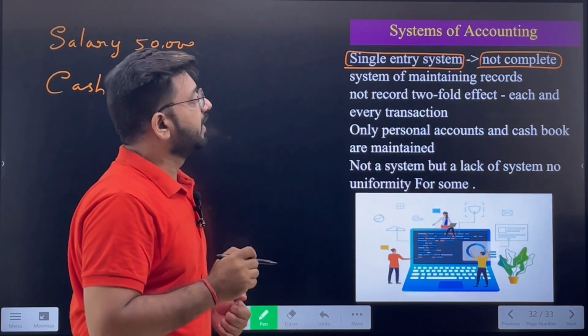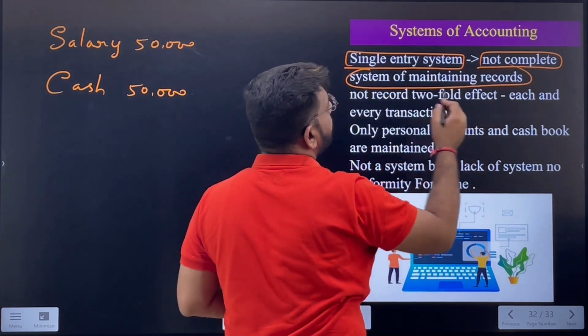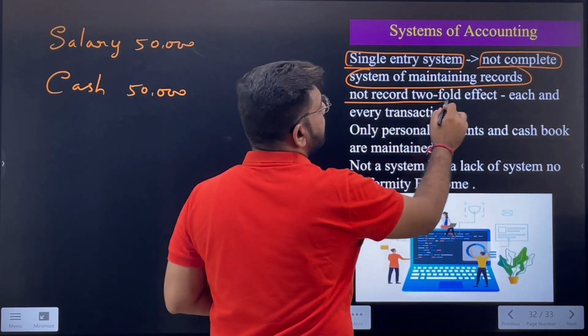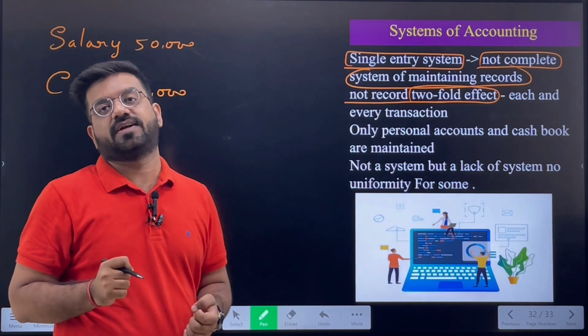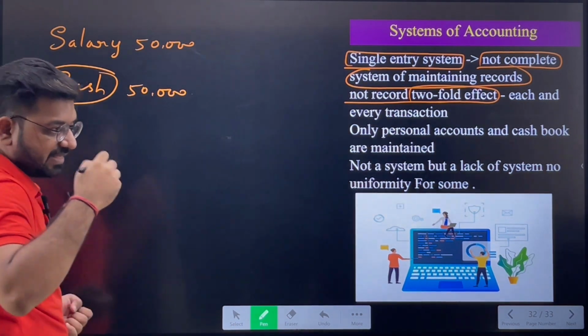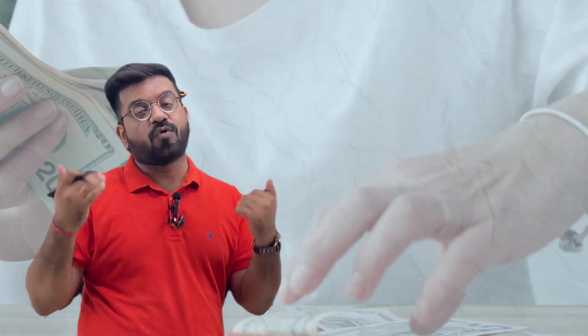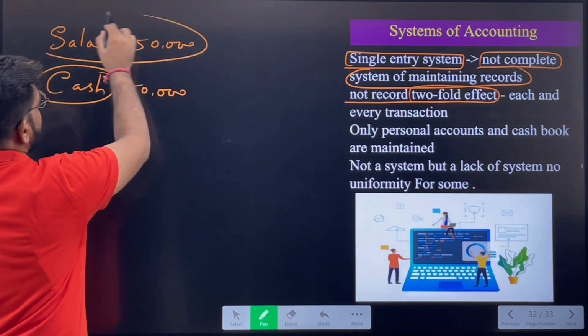Now, the single entry system is not a complete system of maintaining records. Why? Because it does not record the two-fold effects. That is, it only records the single effect. It will only record the cash. That is, cash is going out. Where is it going out? We will not be able to know. From where it is coming, we will not be able to know. But cash is going out or cash is coming in. Is that clear? In this, we won't record the salary part.